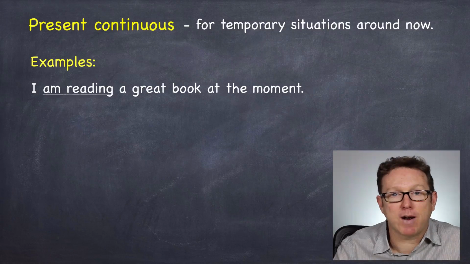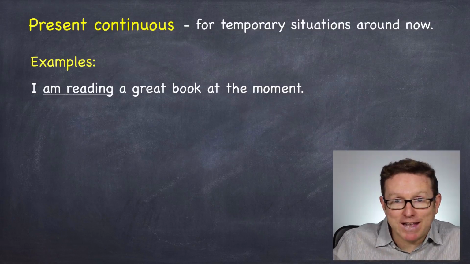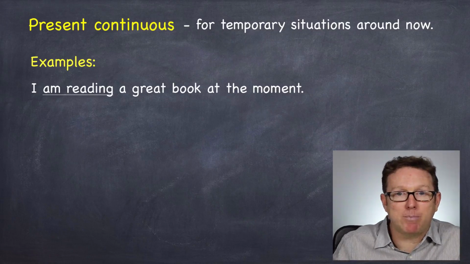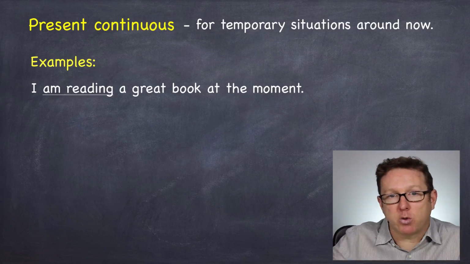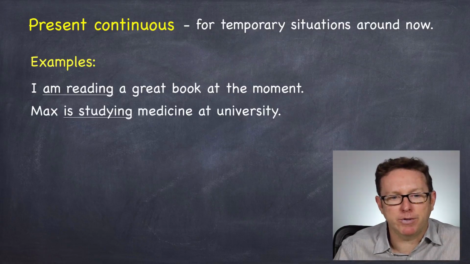Okay. The next one is for temporary situations around now. Examples: I'm reading a great book at the moment. Doesn't necessarily mean that I'm reading it in this particular instant, but I'm reading a book around this particular time. So maybe in the evening, maybe in the mornings, that's when I read the book, but it's around now. So we say I'm reading a great book at the moment.